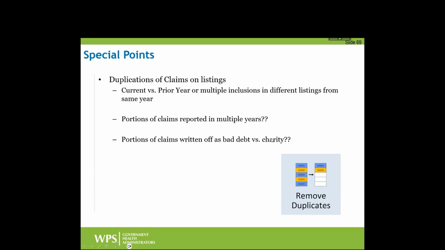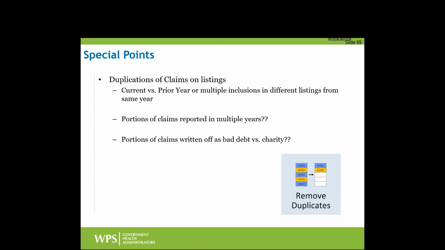So now we'll get on to some special points here. A lot of these are reminders. The whole duplication of claims on listings. Again, you may very well have the same patient and date of service show up on multiple listings, if part of the claim was written off for bad debt, part of the claim was for charity care, or possibly even part of the claim was written off in different periods. But we're going to be looking at the aggregate.